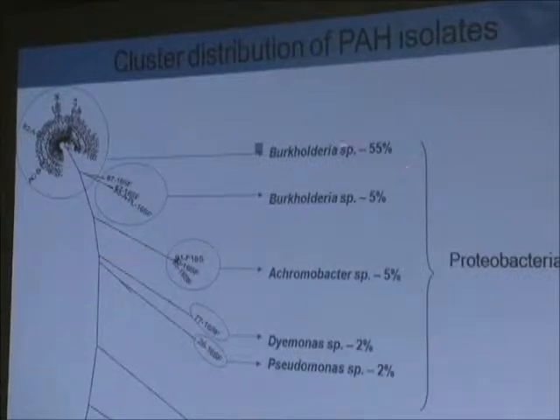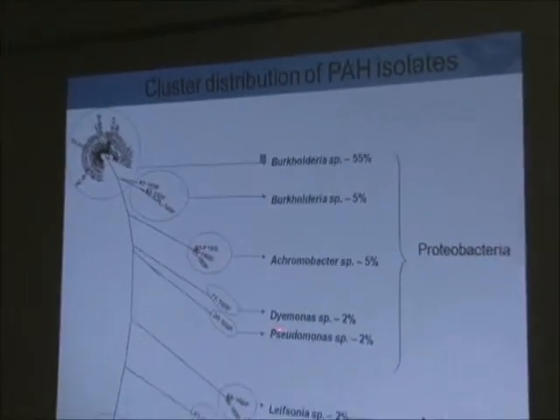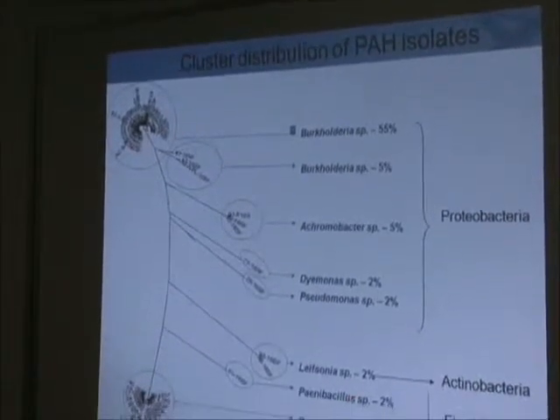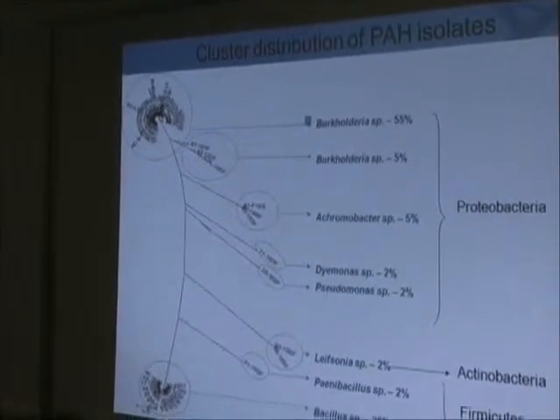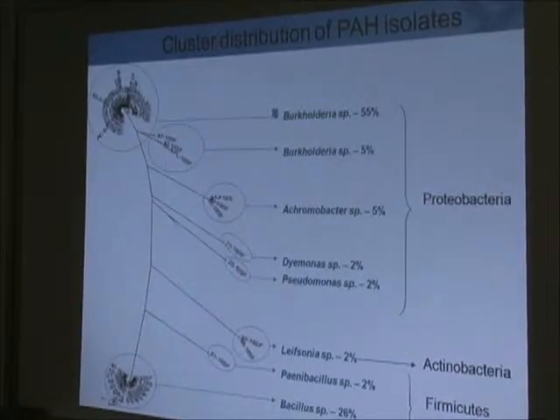Now, this is what the PAH degraders that we found look like. And if you notice, Burkholderia occupies the majority that we found. It was like 60%. This one called Diaphorobacter species and Leifsonia and Pinibaculum, they've never been found to be associated with PAH degradation. So that was way awesome and cool. Well, for me anyway, right?